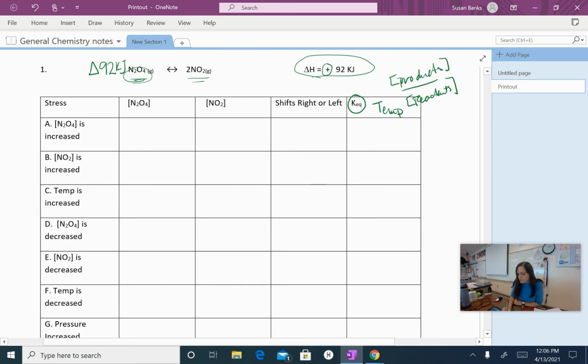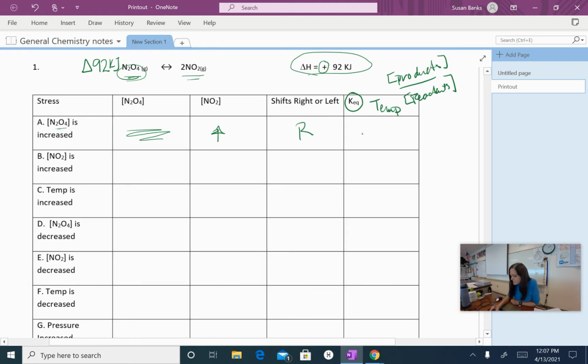Okay, so if we're talking about a certain thing, notice we're talking about N2O4, we're going to just blank that out. Okay, so we're going to increase our concentration of dinitrogen tetraoxide, which means our reactant side is going to get heavy. So we're going to shift right to our products. So our concentration of nitrogen dioxide is going to go up. So we're going to shift right, but this makes no change because we didn't change the temperature on our equilibrium constant.